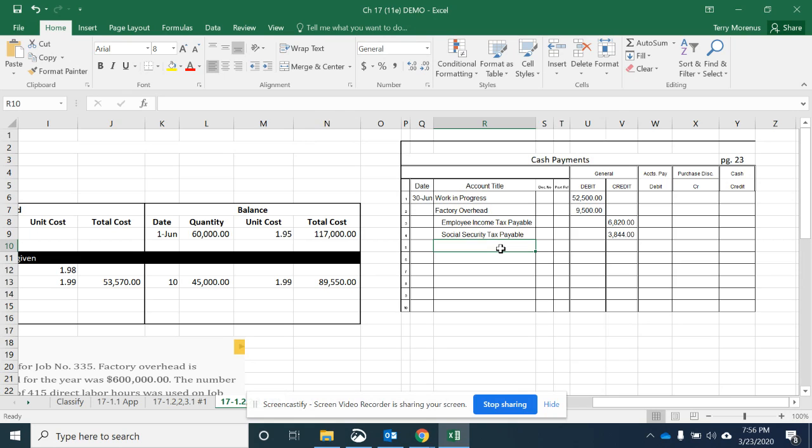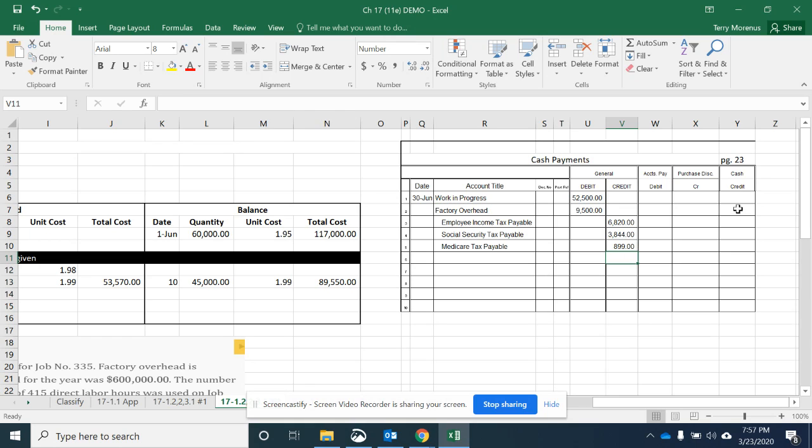The next one, or the last one, is Medicare. We're going to do the same process. Equals, we'll do this again, 52,500 plus 9,500, close it out, but we're going to multiply it by the Medicare percent, which is, yes, you're right, 1.45%. Not 1.46. Nope, not 1.46. 1.45.